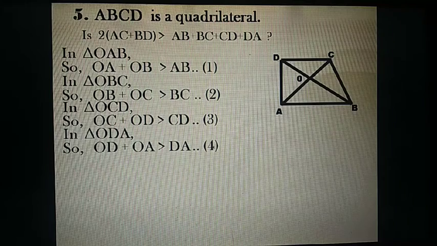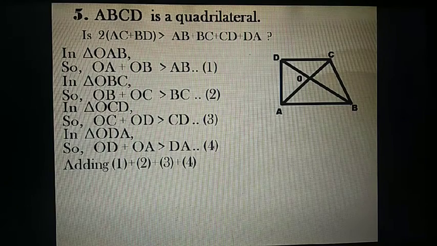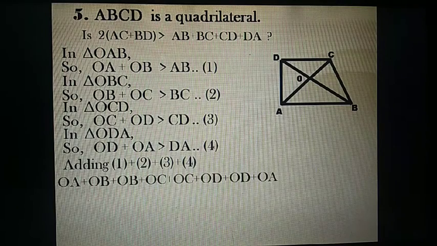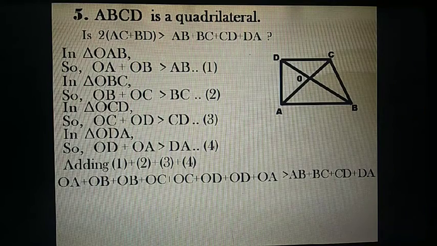Now on the right hand side we want all these things with a plus sign. So we will add 1, 2, 3, 4. Adding all, you will get left hand side first and then right hand side. See, on the right hand side you are getting the expression which you want in the proof, but in the left hand side I want only AC and BD, but here it's OA, OB, OC, OD.